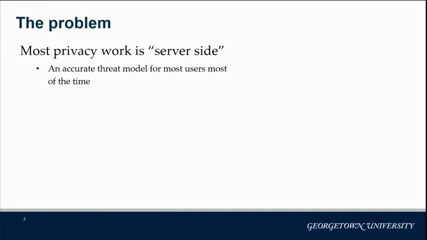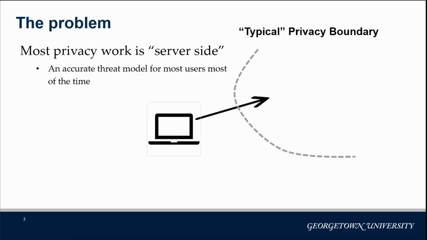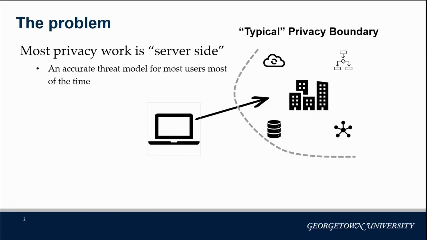As most of us are aware, current privacy work is overwhelmingly what we might call server-side, in that we're focused on what organizations do with our data after they have access to it. Privacy regulations and current research focus on mitigating the risks of an organization processing, using, collecting, storing, transmitting or distributing users' data. It's not bad that the focus is here, because these privacy risks scale quickly and are an accurate threat model for most users most of the time.